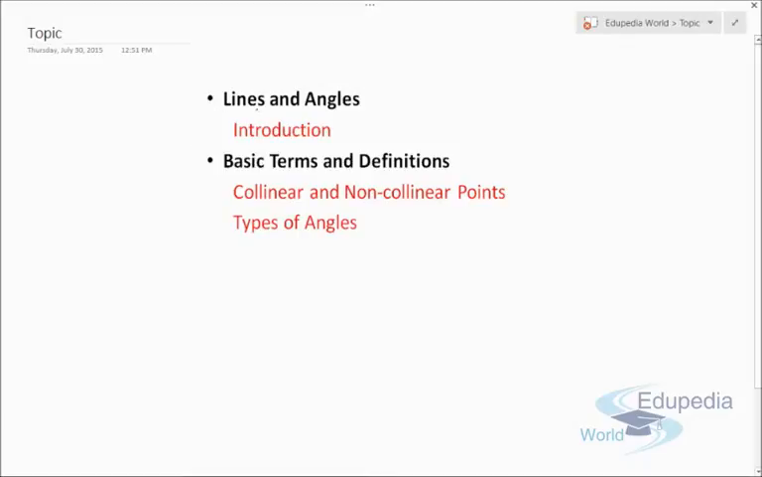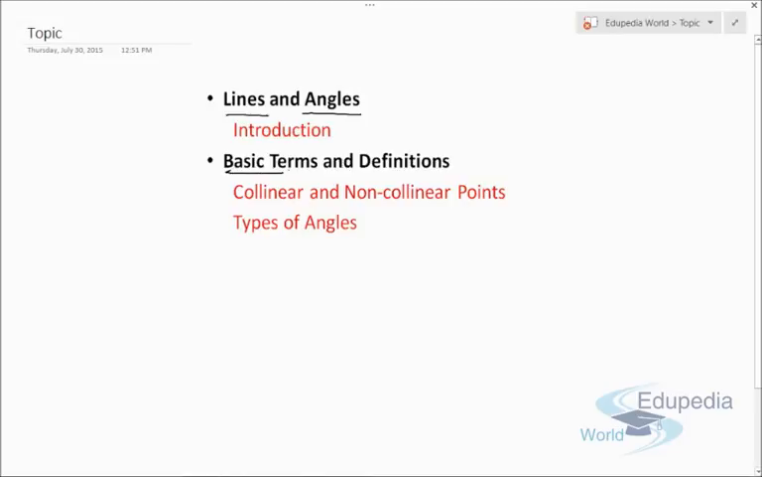You're watching the videos on lines and angles. So in this video we'll discuss what lines and angles are, what the uses of lines and angles are, and what the practical use of lines and angles is. So basically we'll discuss the introductory part on lines and angles.